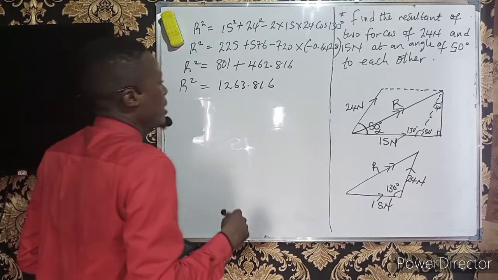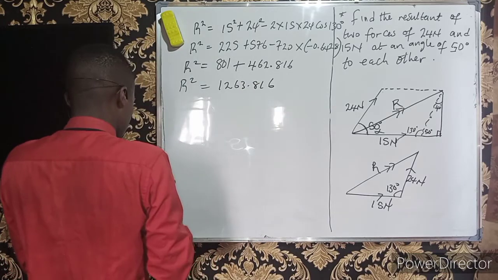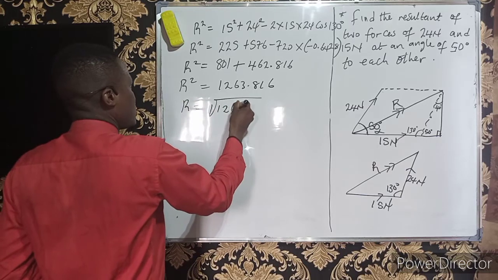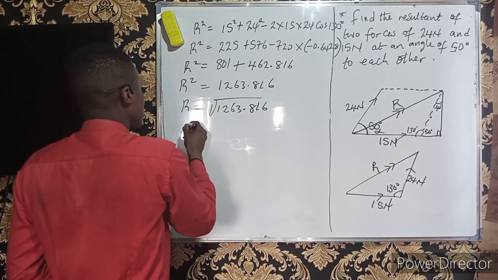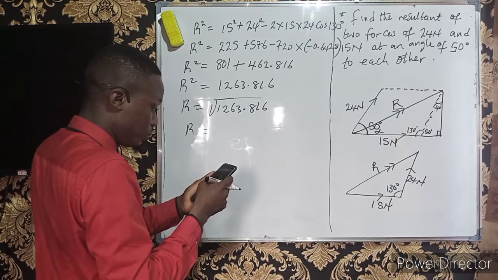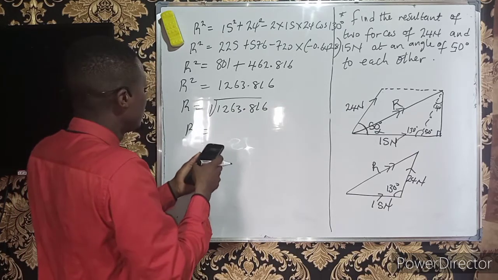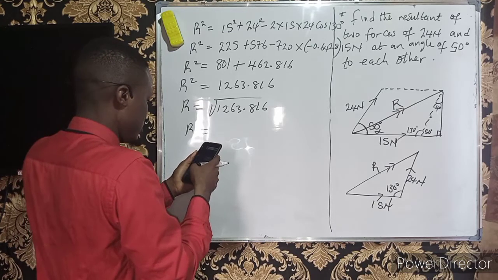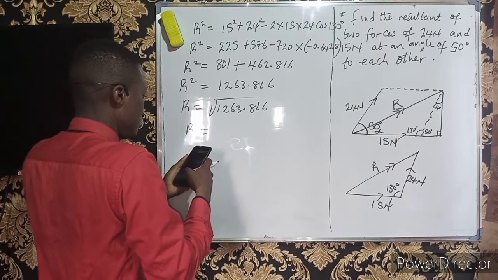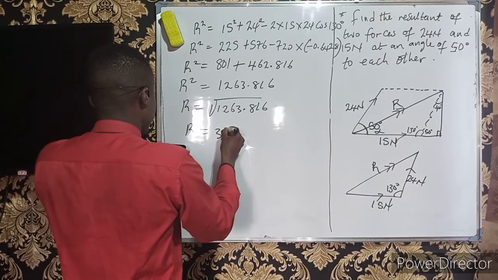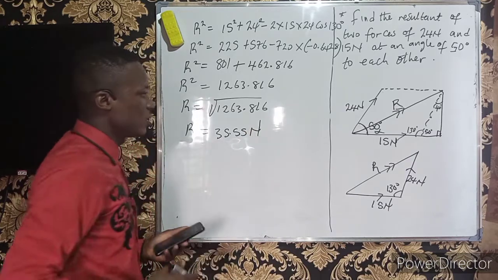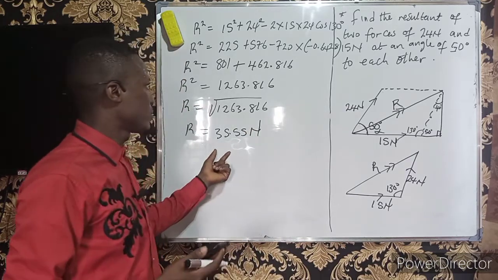1263.816. So finally, to get our R, R will now be square root of 1263.816. So let's get there. Square root of 1263.816. It will give us 35.55 Newton. This is just the resultant force.